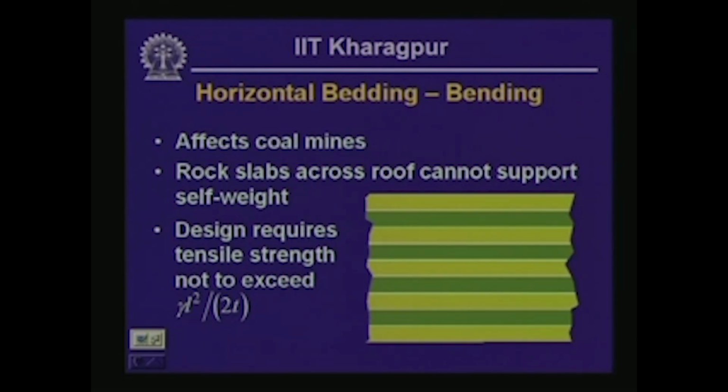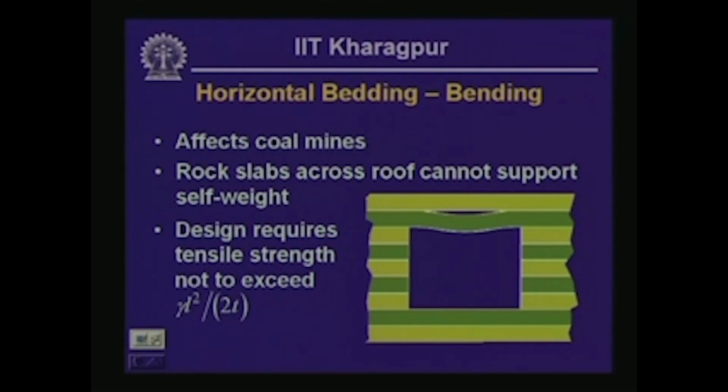So, what we have got here is a horizontally bedded rock, and we are trying to construct a square tunnel, and you can see as soon as the opening is made, then the slab near the roof of the tunnel is going to sag, and these are the dimensions that are indicated on the expression at the bottom of the slide. So, T is the thickness, as I have already indicated, and L is the span or the width of the tunnel.